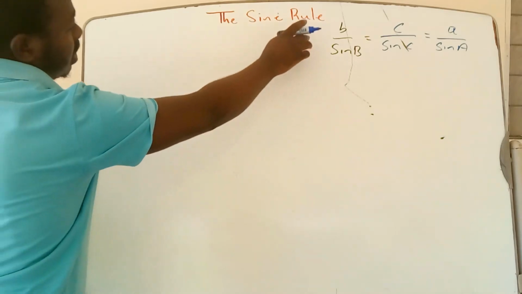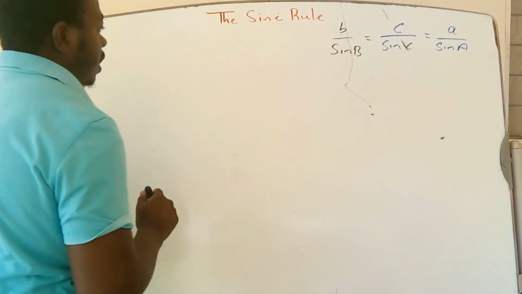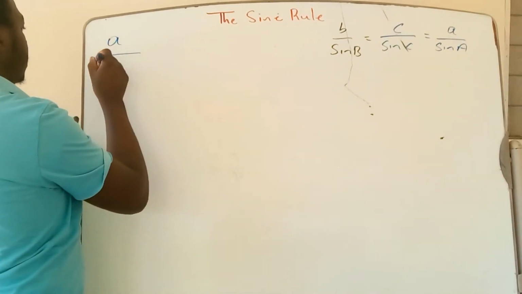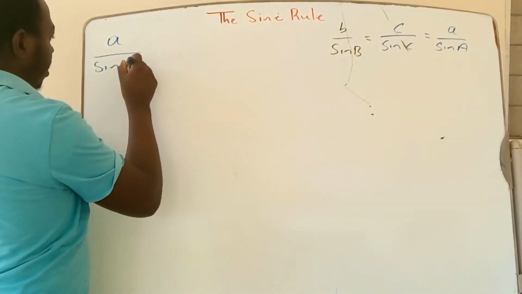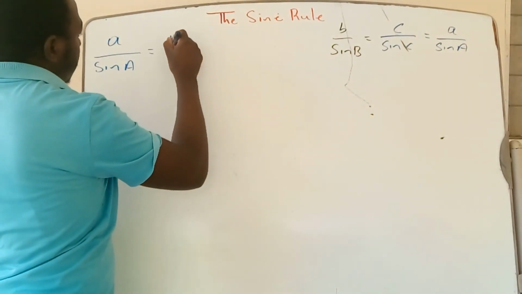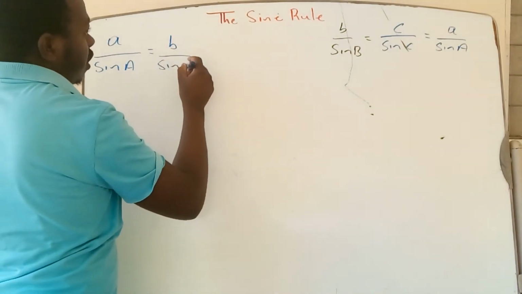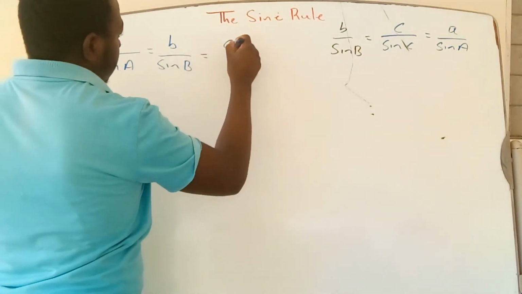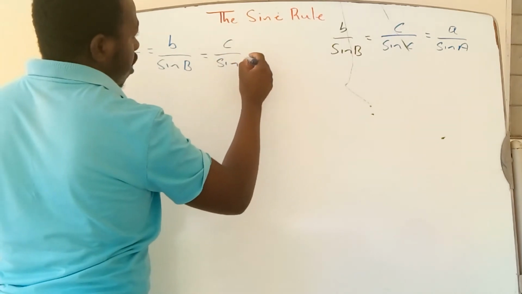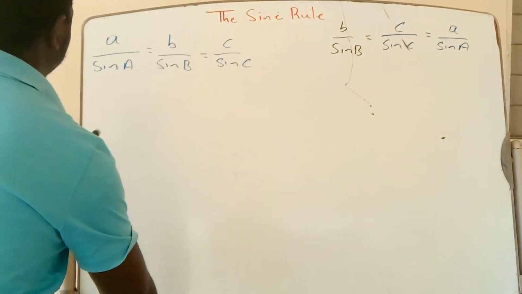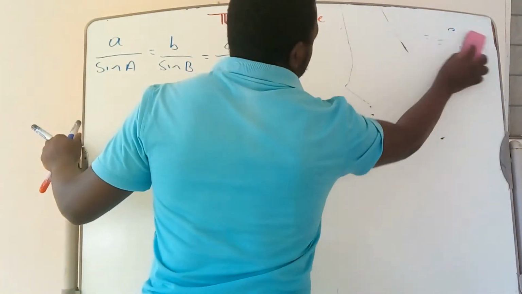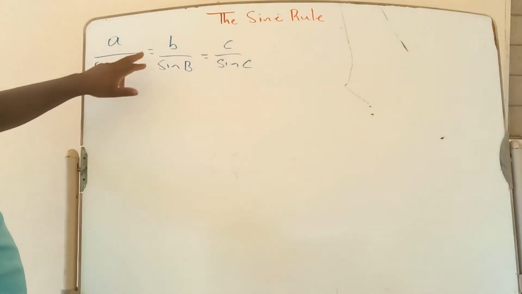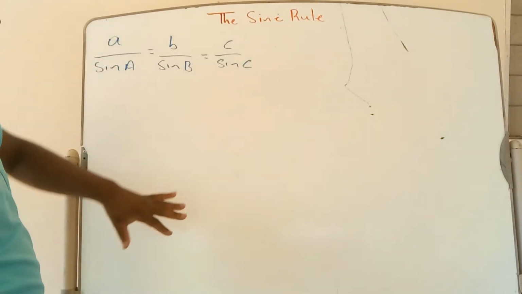So I'm going to write this in alphabetical order, in other words. So I'm going to write a over sine of angle A is equal to b over sine of b equal c over sine of c. So that's basically what the sine rule is. So the sine rule is a over sine a equal b over sine b equal c over sine c.